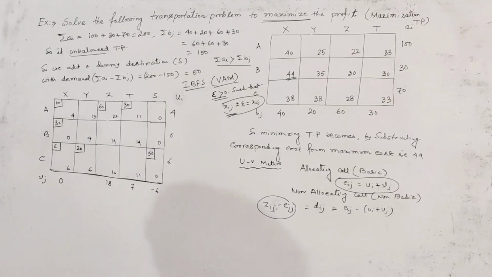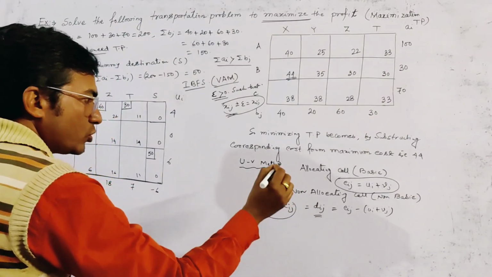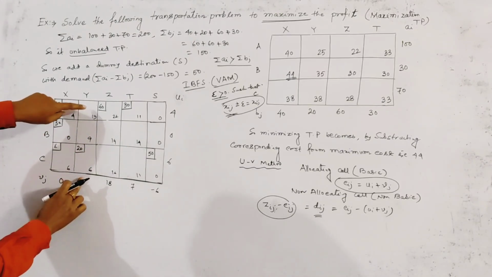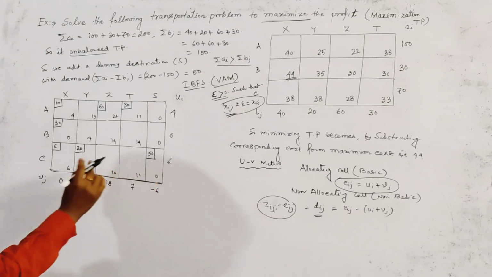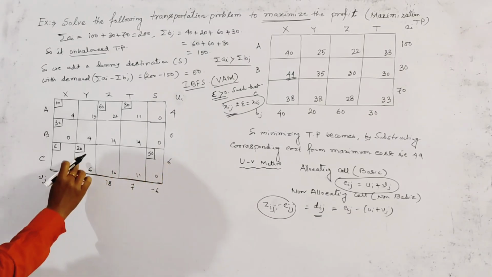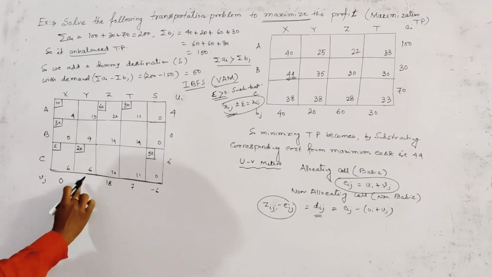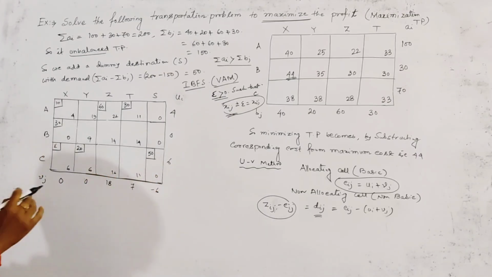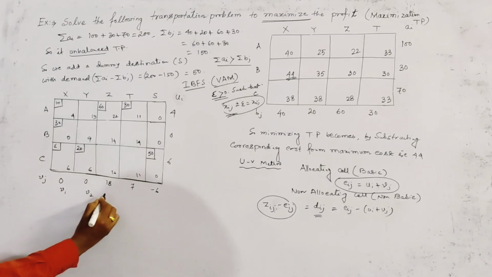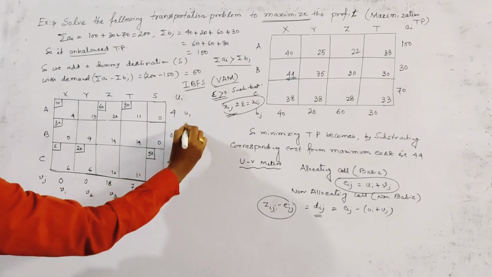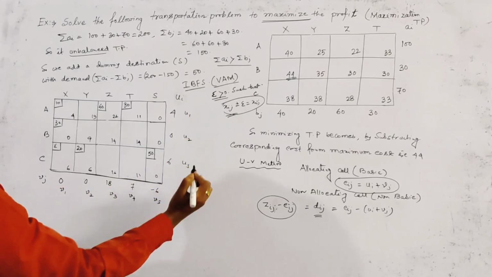Now we find all the Dij for non-allocating cells. Here is a remaining cell, so we put 0, because we already got 6, and this is an allocating cell, so 0 plus 6 equals 6. So we get V1, V2, V3, V4, V5, and U1, U2, U3.